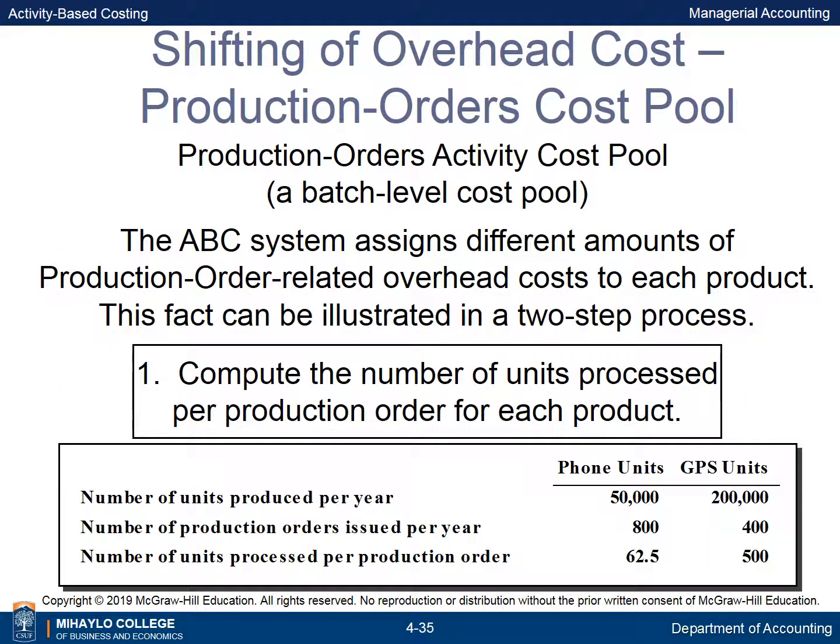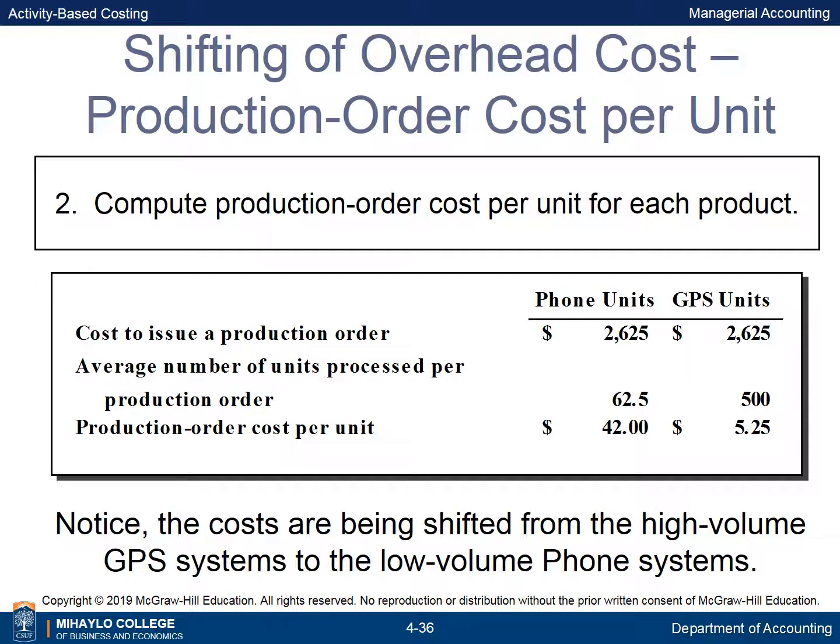Consider the production orders activity cost pool, or a batch-level cost pool. The ABC system assigns different amounts of production order-related overhead costs to each product. This fact can be illustrated in a 2-step process. First, compute the number of units processed per production order for each product, 62.5 units for phone and 500 units for GPS unit. Second, compute the production order cost per unit for each product, $42 for phone unit and $5.25 for GPS unit. Notice, the costs are being shifted from the high-volume product, GPS units, to the low-volume product, phone units.